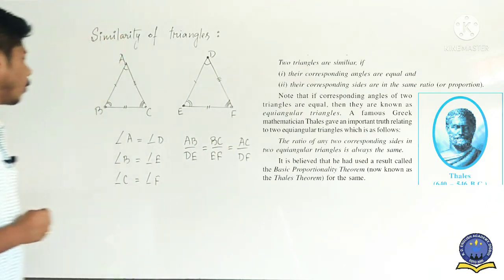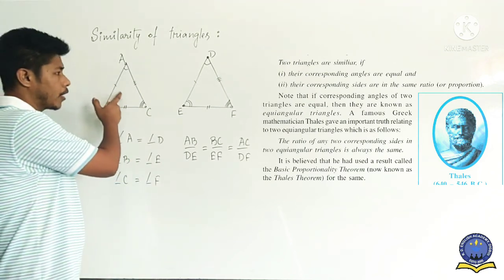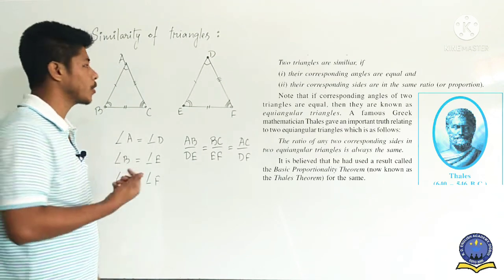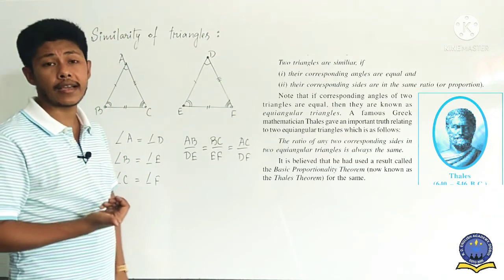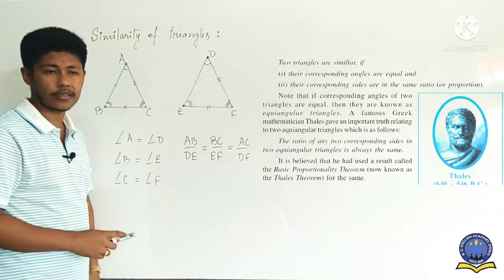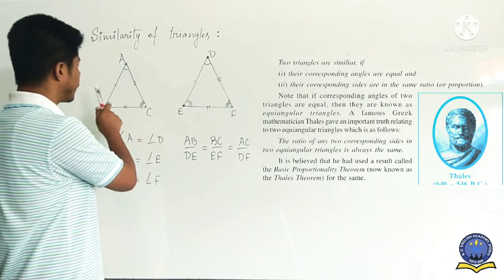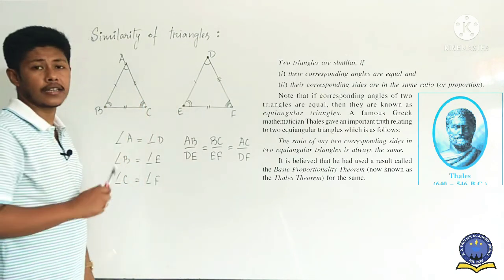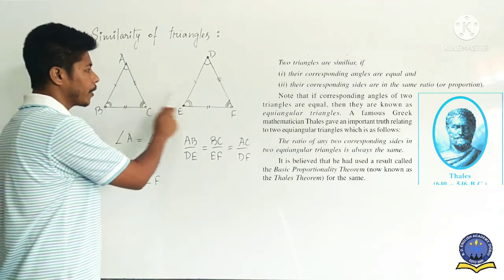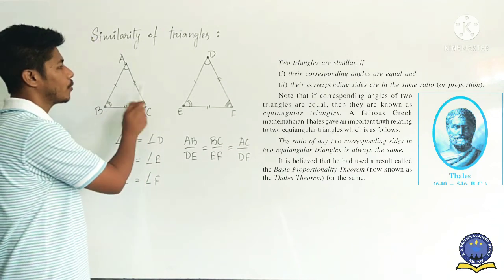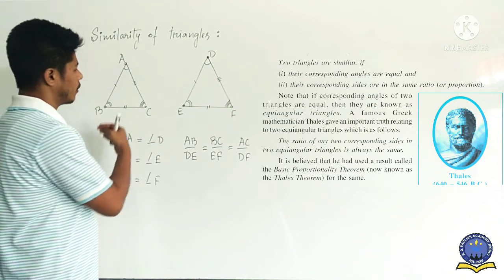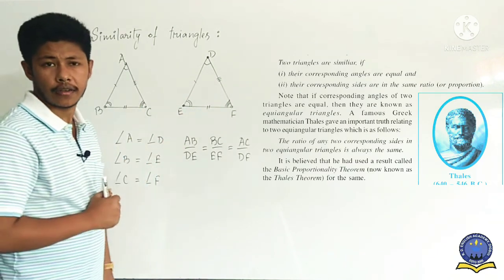Is it clear? Thales. And what is mentioned here? Equiangular. If anyone asks you what are equiangular triangles, we have to say the corresponding angles are equal. These are the corresponding angles in case of triangles. So what did Thales give us? If the corresponding angles are the same, then these two triangles are known as equiangular triangles, and if we get two equiangular triangles, then the ratio of their corresponding sides are also equal. Is it clear? And this is given by Thales. Is it clear?